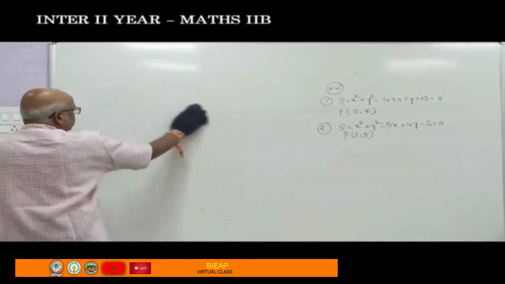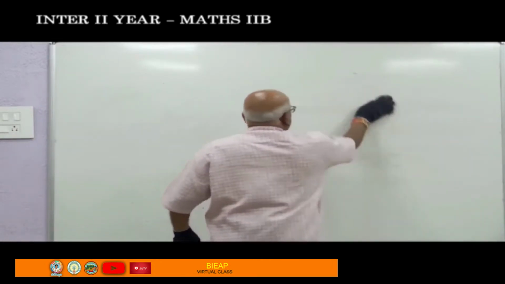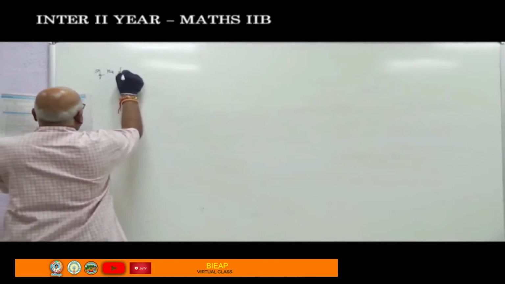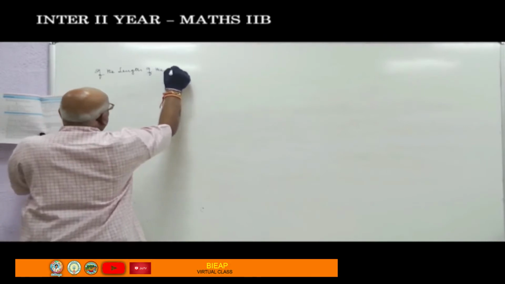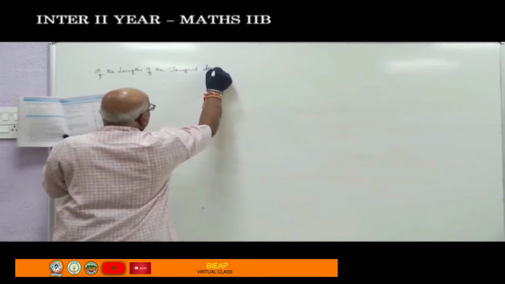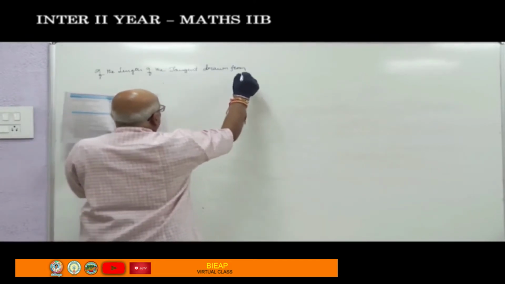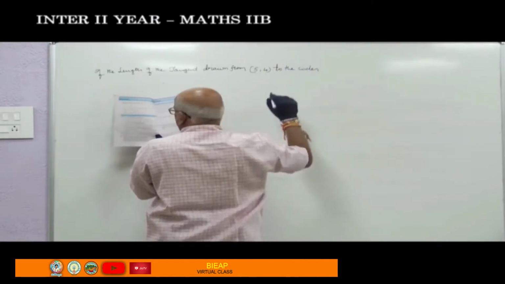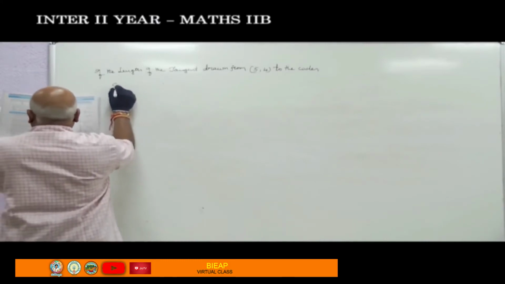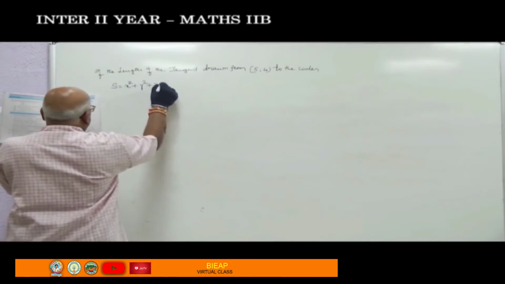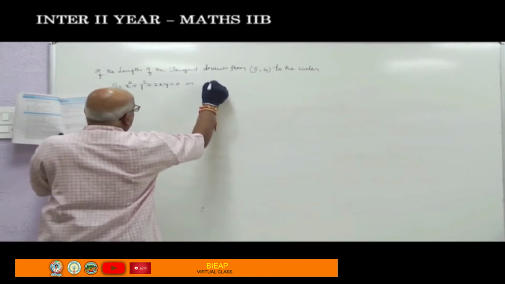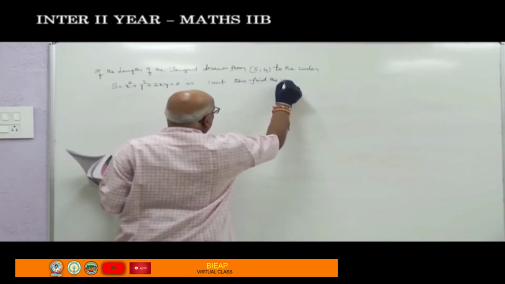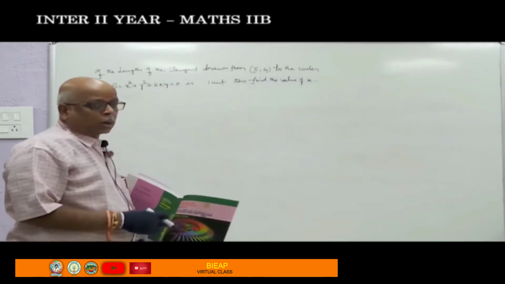Next model, please put the heading, that is, if the length of the tangent drawn from 5 comma 4 to the circle S equal to x square plus y square plus 2ky equal to 0 is 1 unit, then find the value of k.